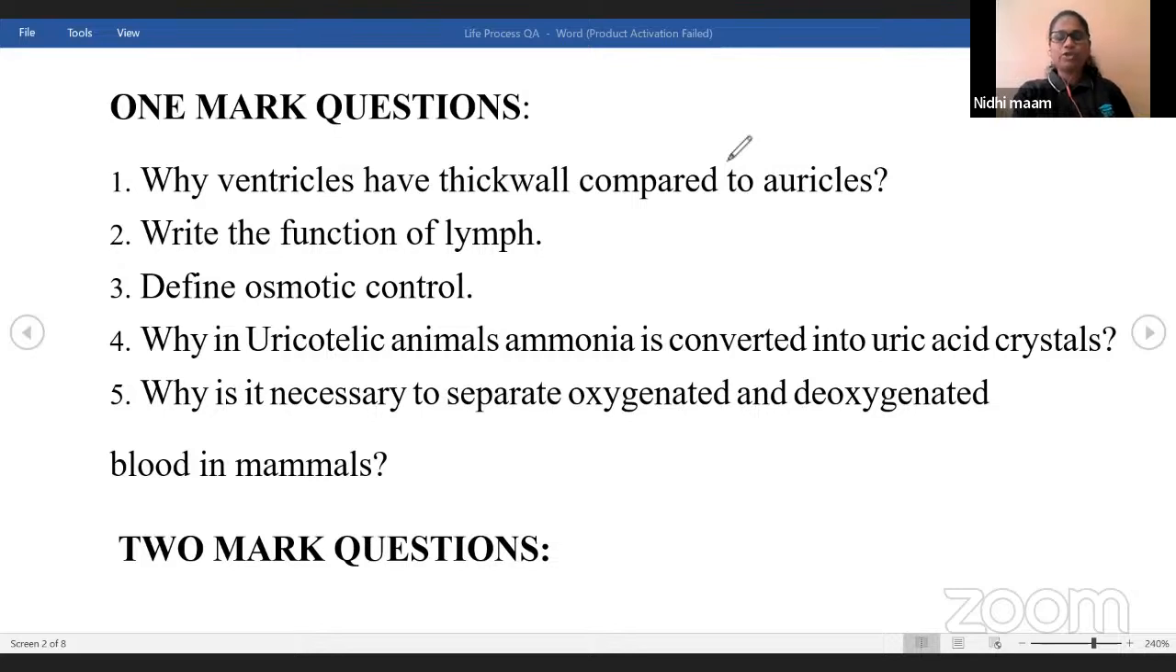Then why in uricotelic animals is ammonia converted into uric acid? Why is ammonia converted into uric acid? Be fast. Why in uricotelic animals is ammonia converted into uric acid?